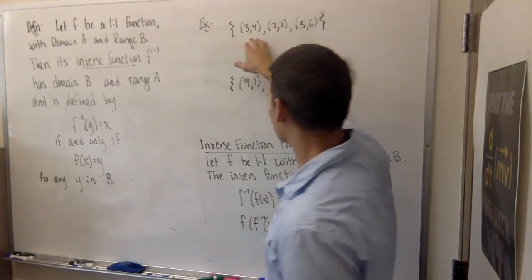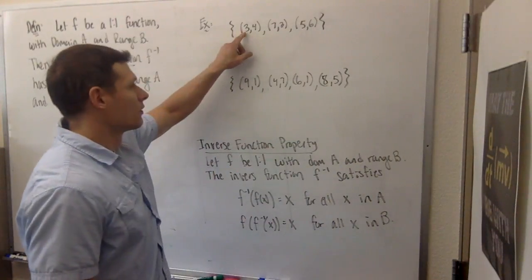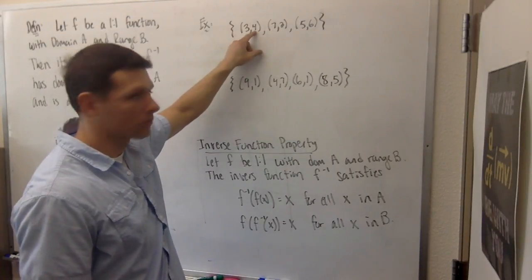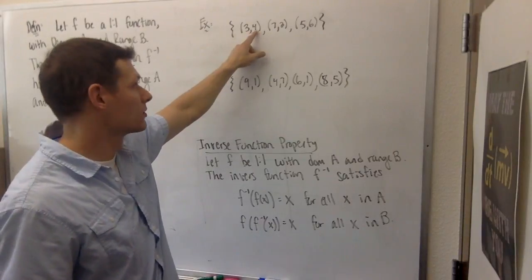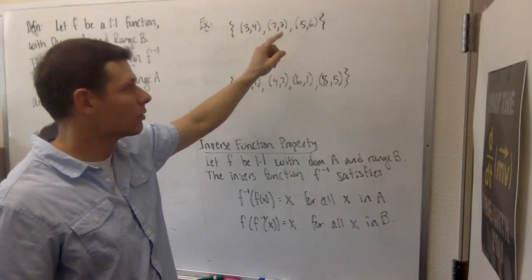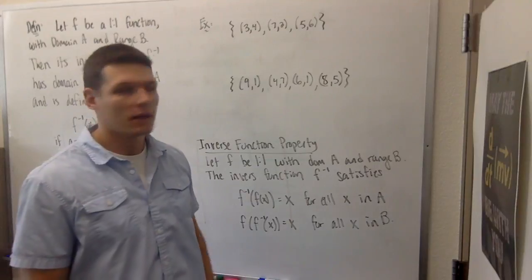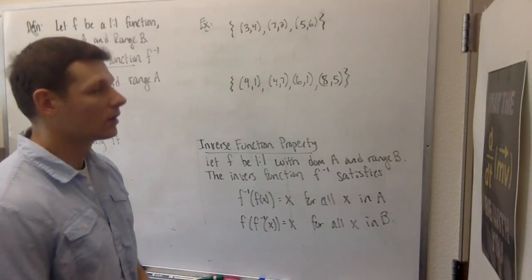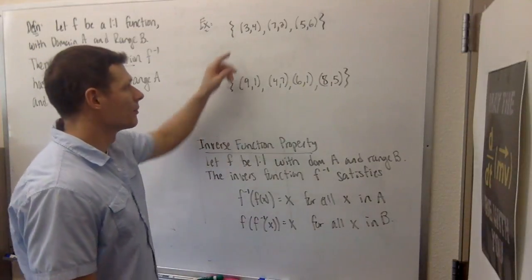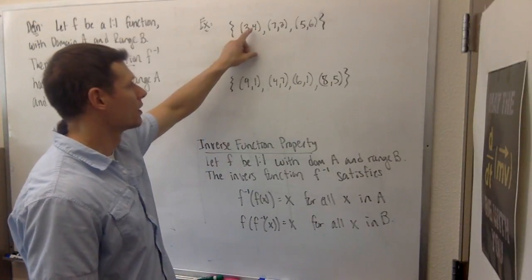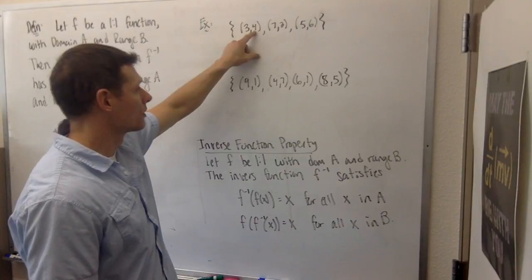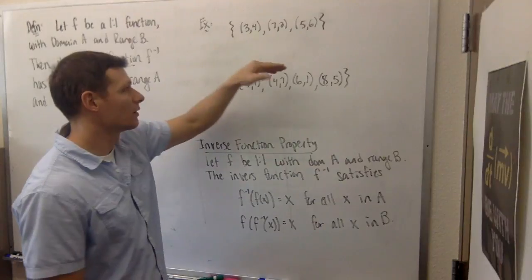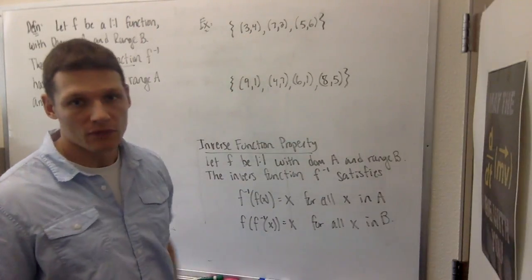Let's take a look at this one right here. This is a function, right? 3 is assigned to 4, 7 is assigned to 2, 5 is assigned to 6. 3 is only assigned to 4, not anybody else. 7 is only assigned to 2, and 5 is only assigned to 6. The question is, is it one-to-one? Well, it's one-to-one because I don't have 4 being assigned from 3 and also from another number. In other words, its inverse is in fact a function.